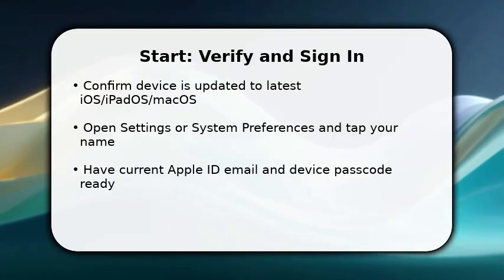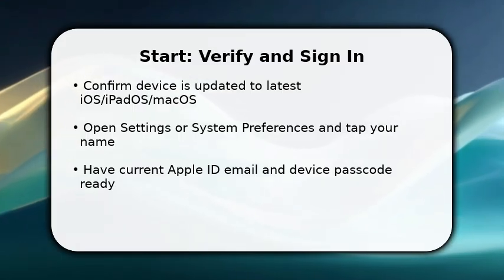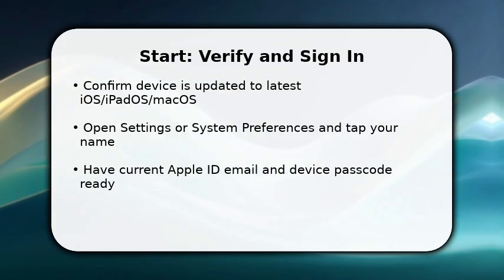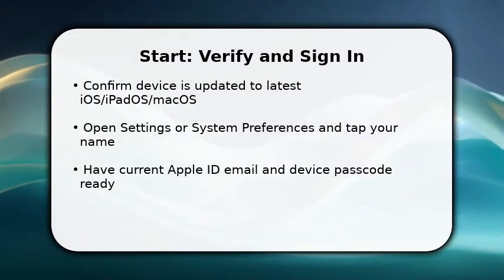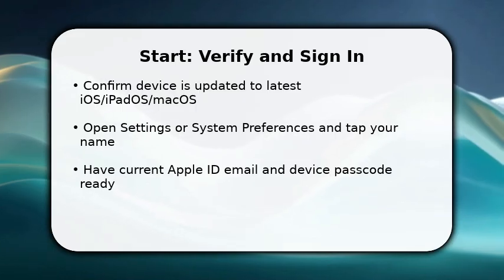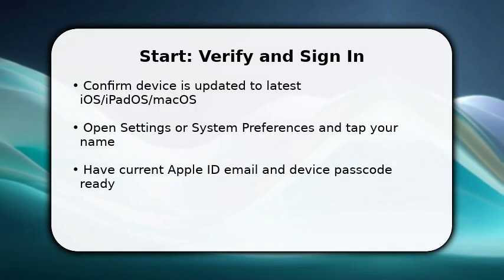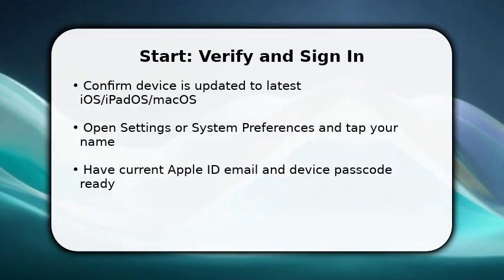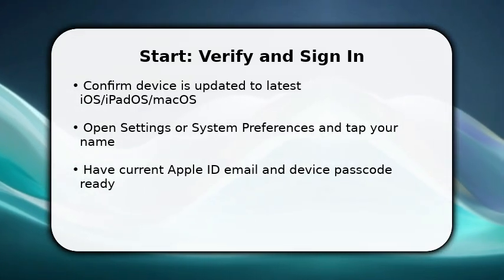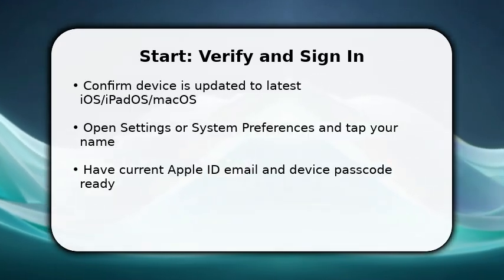You begin by confirming your device is up to date and that you're signed into iCloud. Once done, open Settings or System Preferences on Mac and tap your name to access Apple ID. Make sure you know the current Apple ID email and the device passcode because you'll need them to authenticate. If you use two-factor authentication, have a trusted device or phone number nearby for verification codes. This first step ensures security and a smooth password change flow.